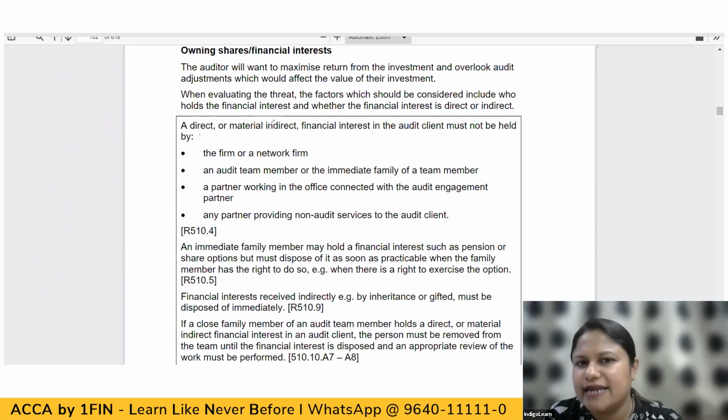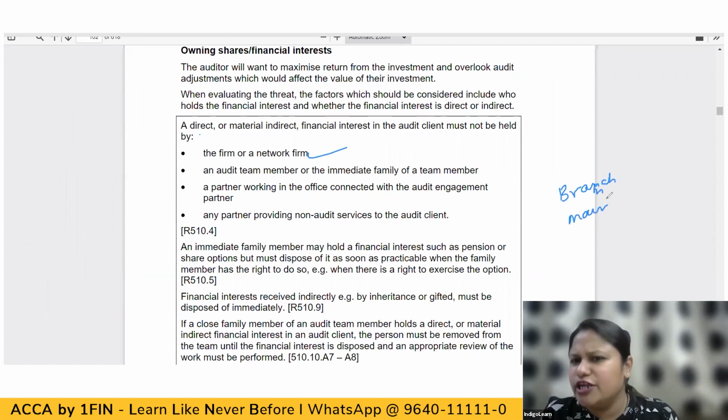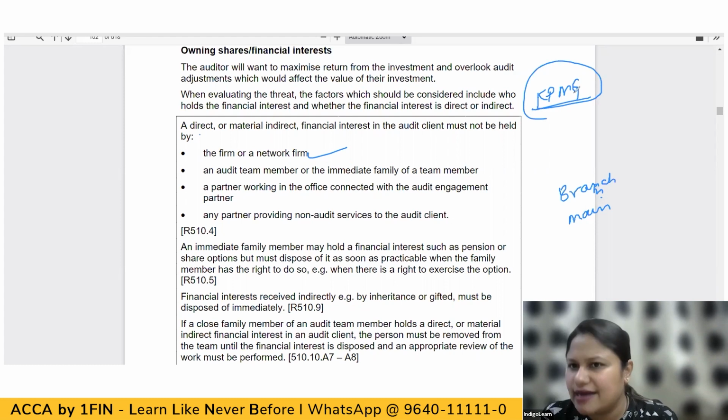A direct or material indirect financial interest in the audit client must not be held by the firm or network of the firms. So any of your branches, your main office, any employee of any of the branches, any of the network, the same common chain that you have, whatever it is, in no place should you have any kind of holding. Because if you talk about KPMG, KPMG by itself is a network because it is placed everywhere. So throughout the entire network of KPMG, there should not be a possibility of them holding any shares which will directly or indirectly impact what? The decision making. Got it?